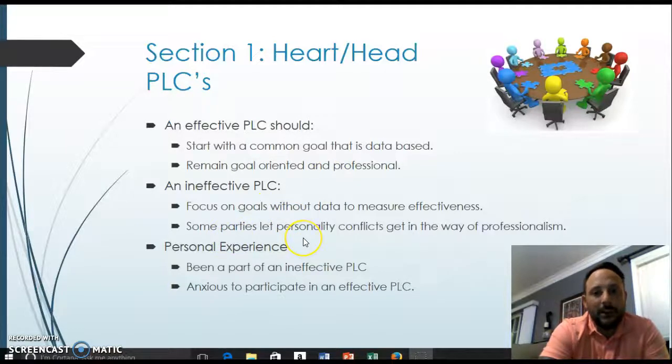And then also some parties let personal conflicts get in the way of their professionalism. Maybe this pertains to some of the older, more seasoned teachers that don't like change. They get in there and they're used to doing things a certain way. But now a lot of learning objectives have changed and the state standards have changed, and these PLCs are becoming more of an influence in our educational system. Some people don't like that. A lot of teachers don't like that.